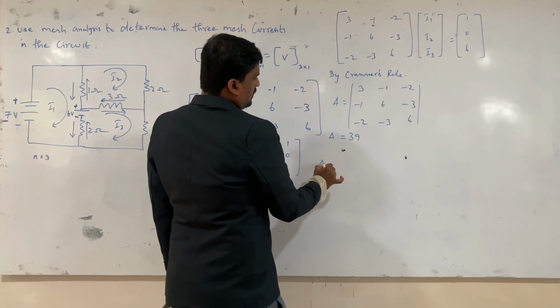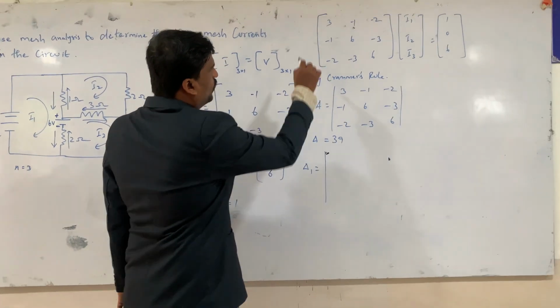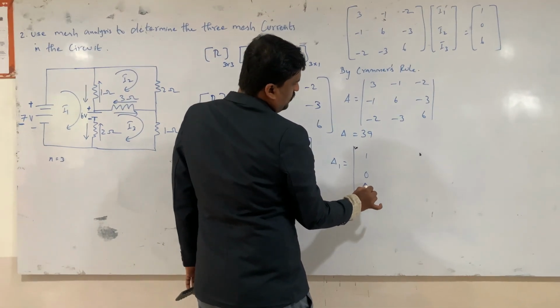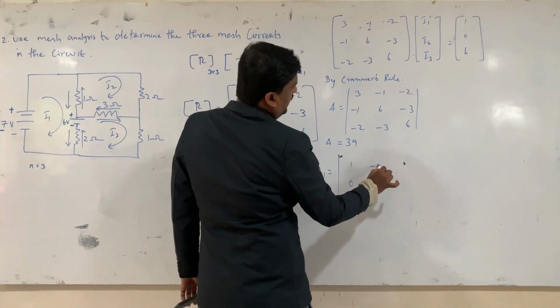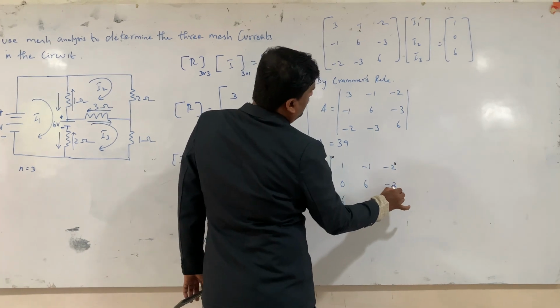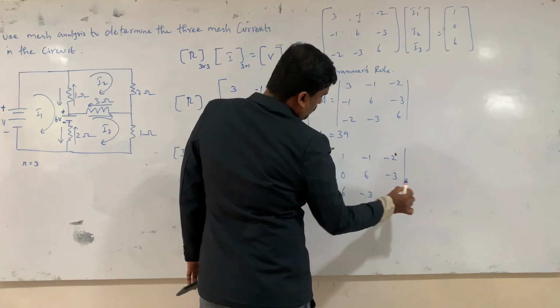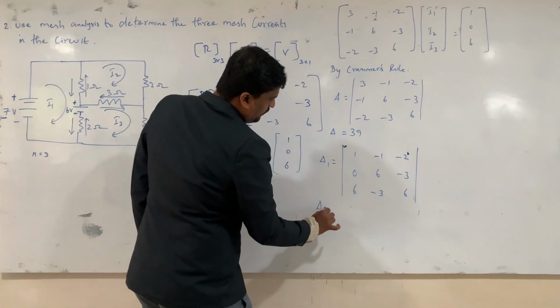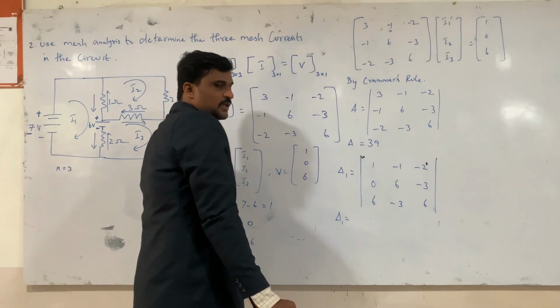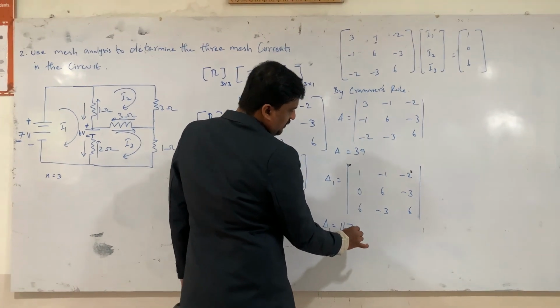The next del 1, replace the voltage matrix in column 1. So 1, 0, 6. The next minus 1, minus 2, 6, minus 3, minus 3 and 6. So the value for del 1, we can solve this using a calculator. So the value is 117 we got.